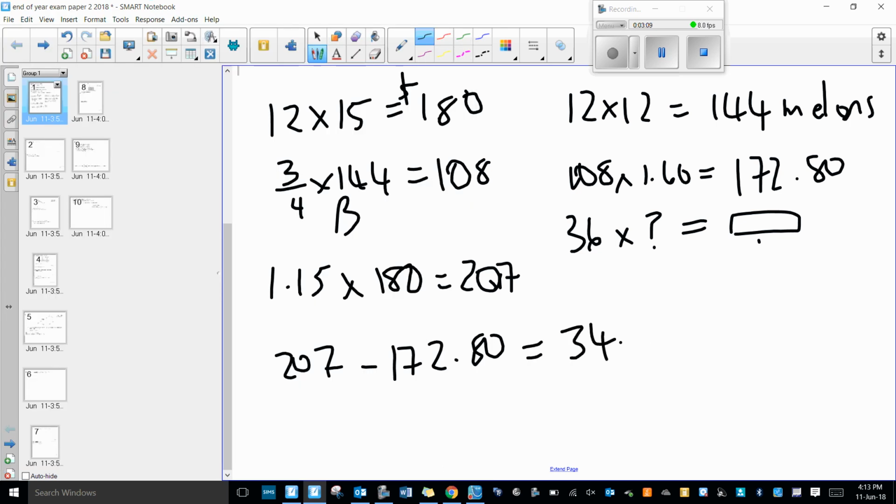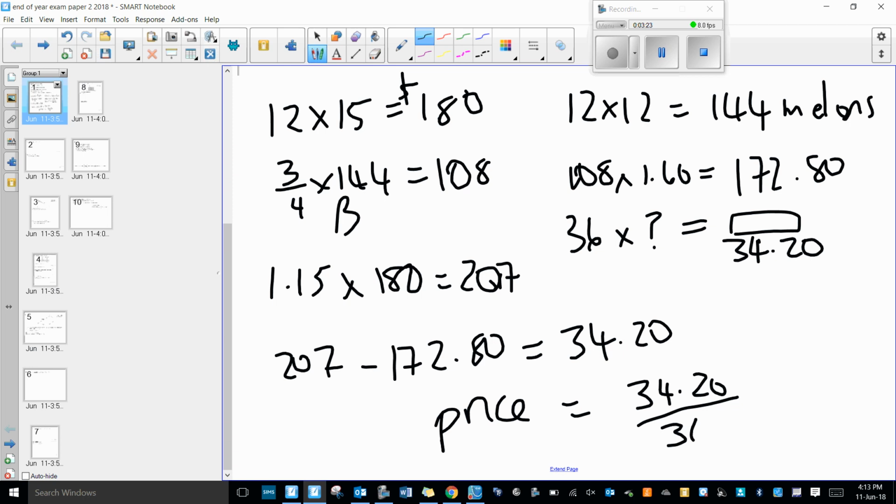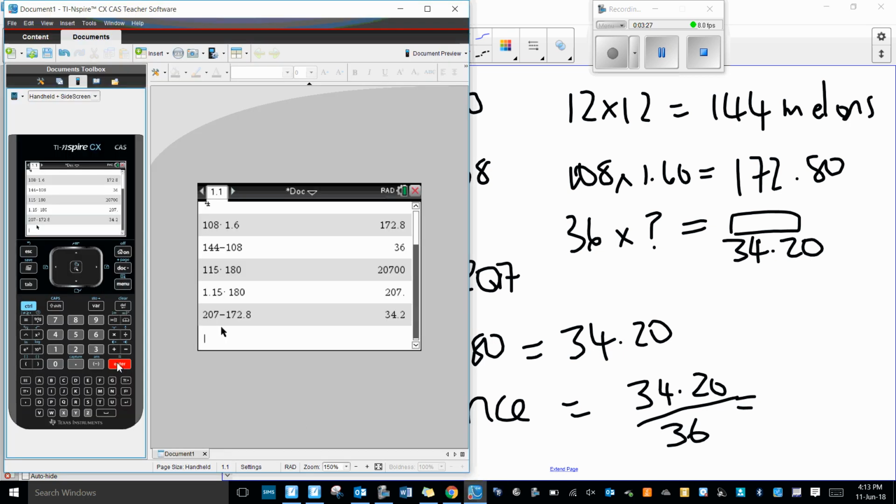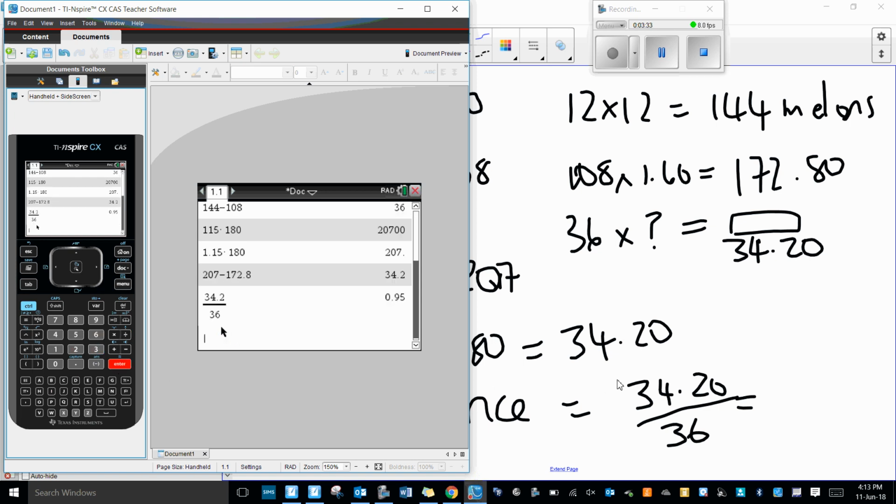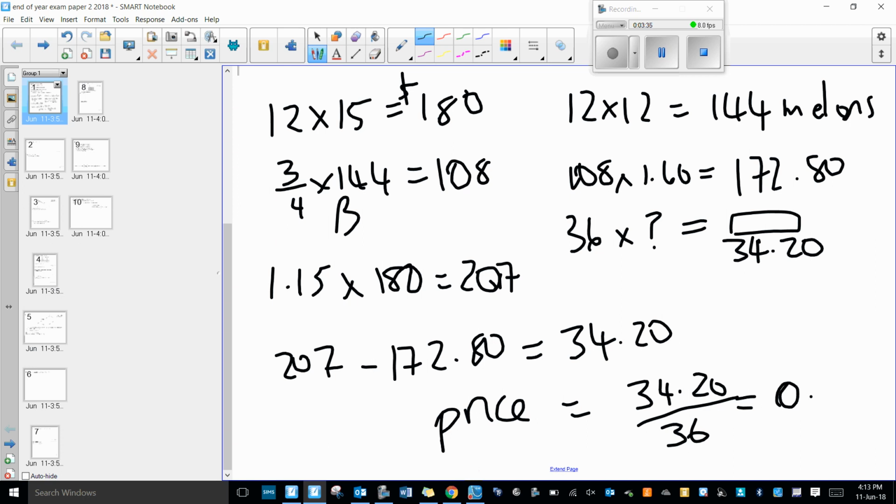So if this here should be 34.20 and 36 multiplied by something gives us 34.20, then to find the price of the melons, it's going to be 34.20 divided by 36. So 34.20 divided by 36 melons is 95 cents each.